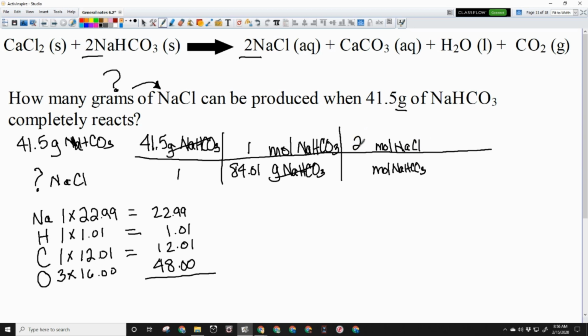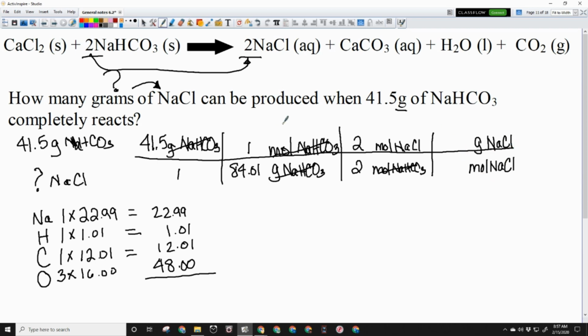From our equation, it's a 2-to-2 relationship. 2 moles produces 2 moles. So now we can cancel, and we've got ourselves into moles of sodium chloride for the unit. We're almost there. We want grams of sodium chloride, so we have to do one more conversion. We want to get rid of moles of sodium chloride and convert this to grams of sodium chloride.